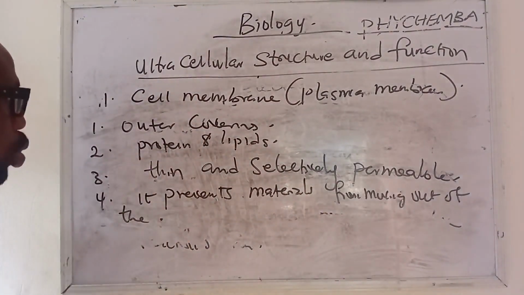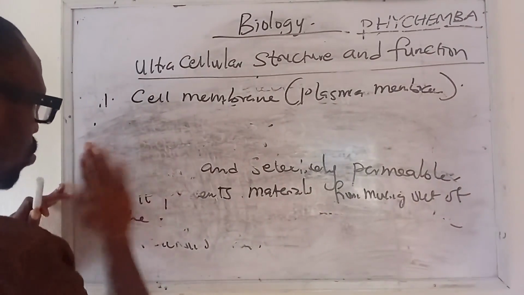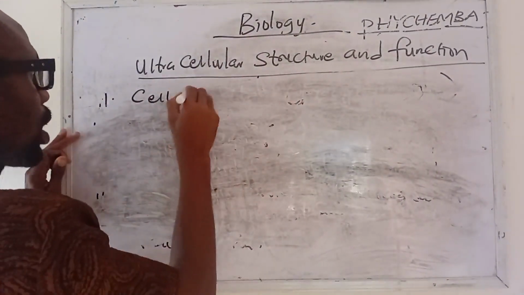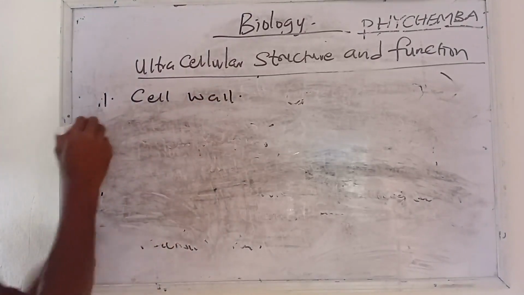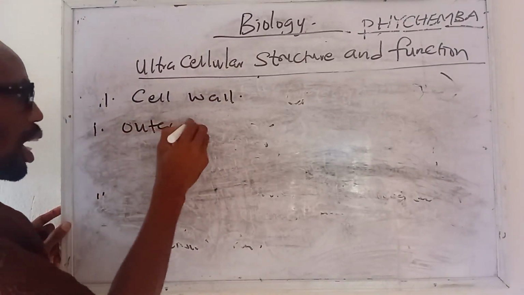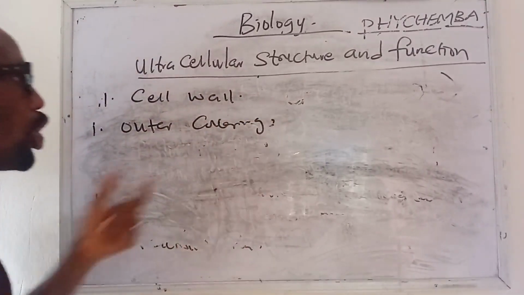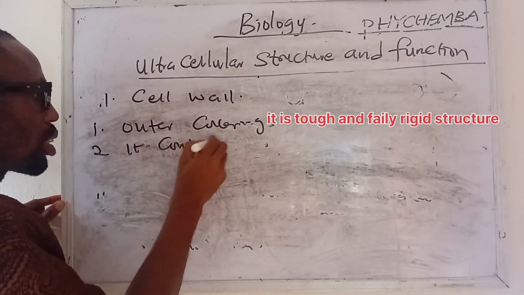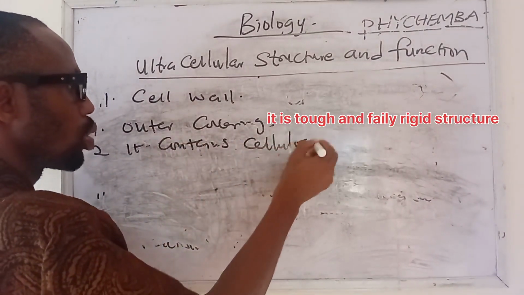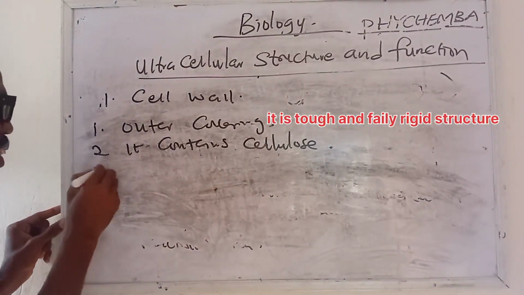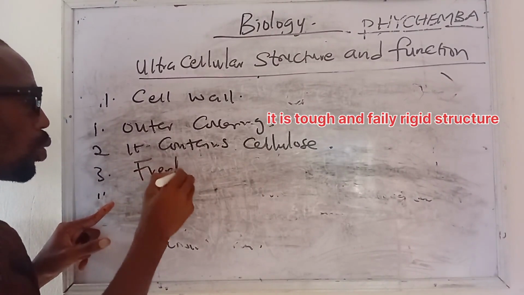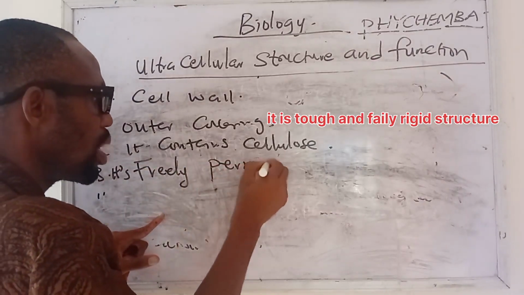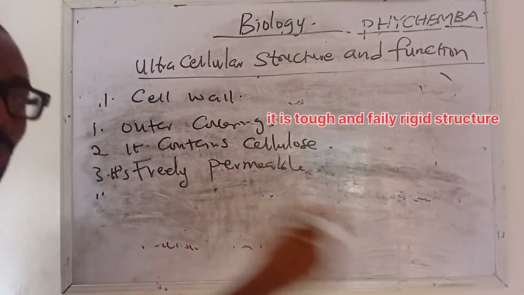I want to look at number 2, the cell wall. Just follow me now. The cell wall is also, number one, an outer covering. Number two, it contains cellulose. Number three, it is freely permeable, meaning that it can allow substances to go in and out.